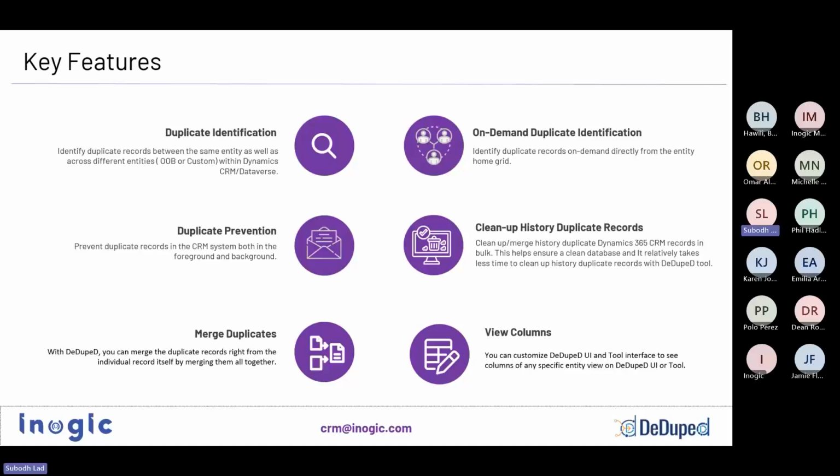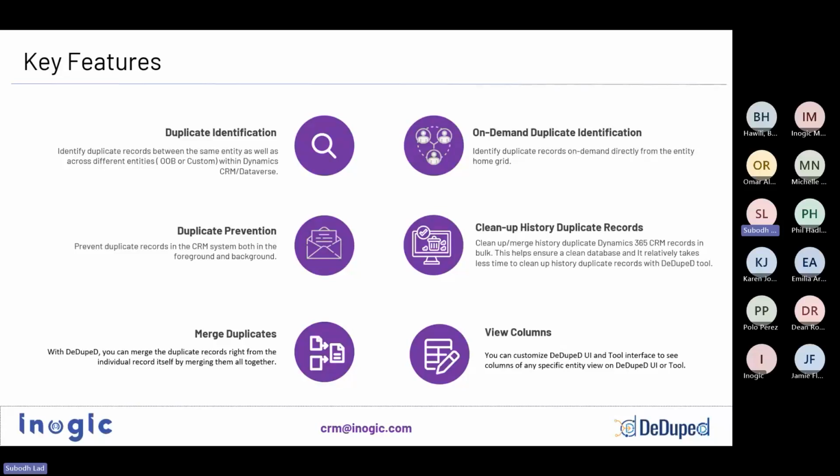Okay, so as we were talking about the duplicate identification, we showed you in the tool as well as in the CRM how you can identify all your duplicates. And on-demand duplicate detection, you can just search for any particular name and check if that duplicate exists in your system.